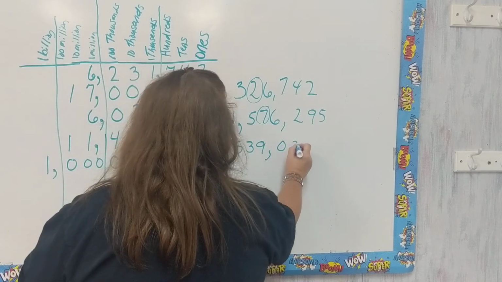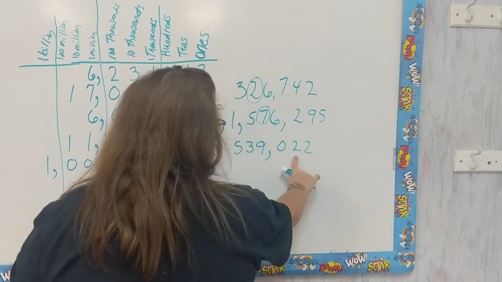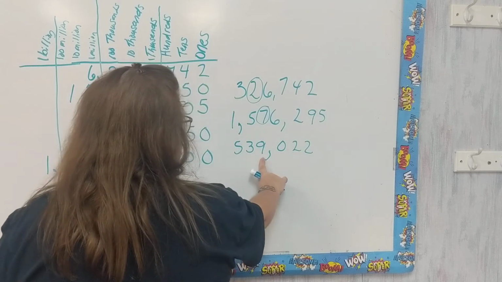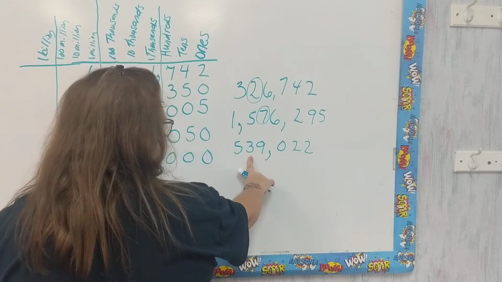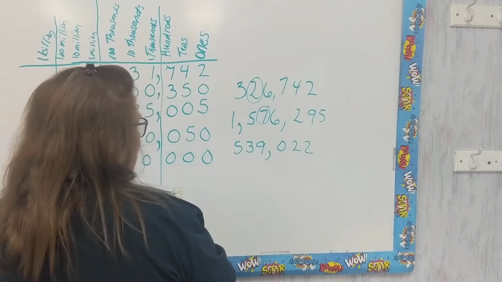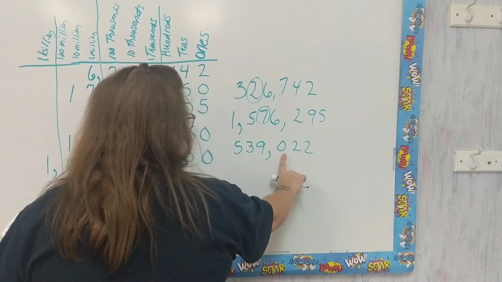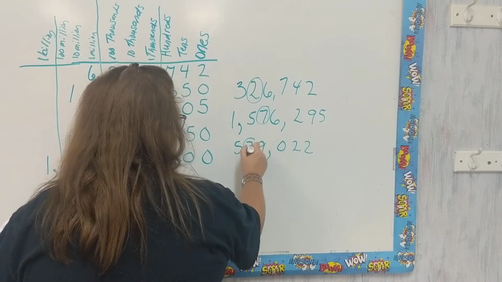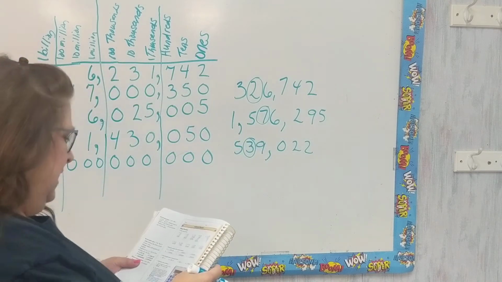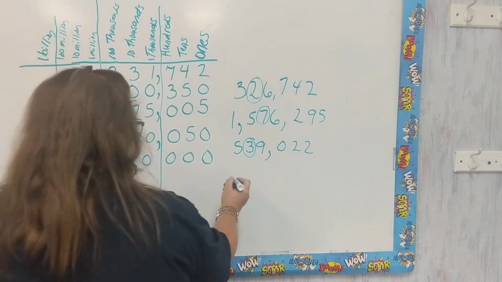539,022. So we have ones, tens, hundreds, 1,000, 10,000, 100,000. We're circling the digit in the 10,000s place. Ones, tens, hundreds, 1,000, 10,000. And the last one we have letter D.